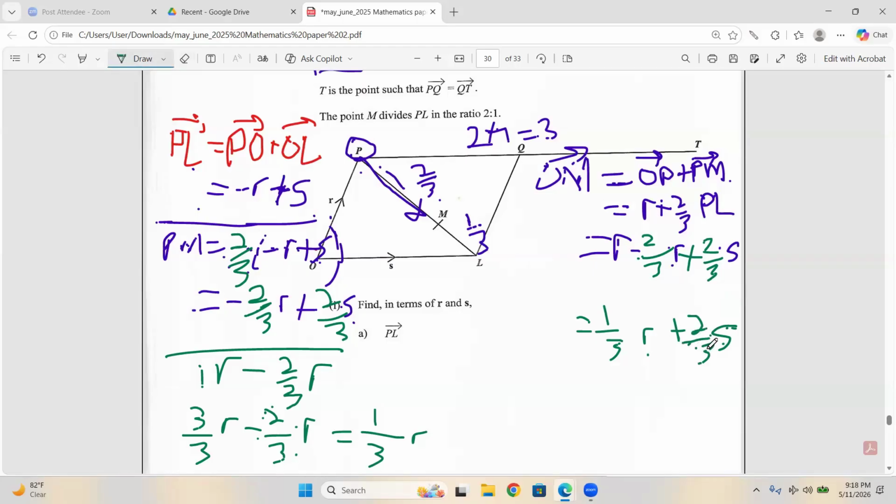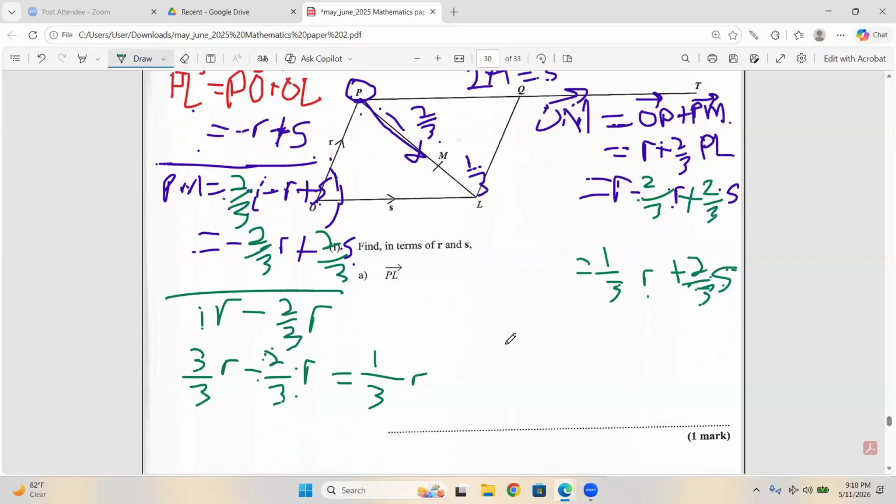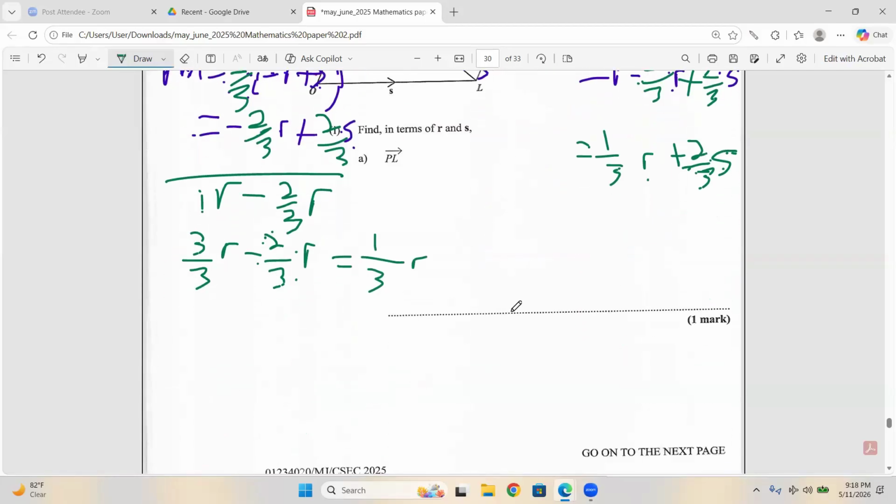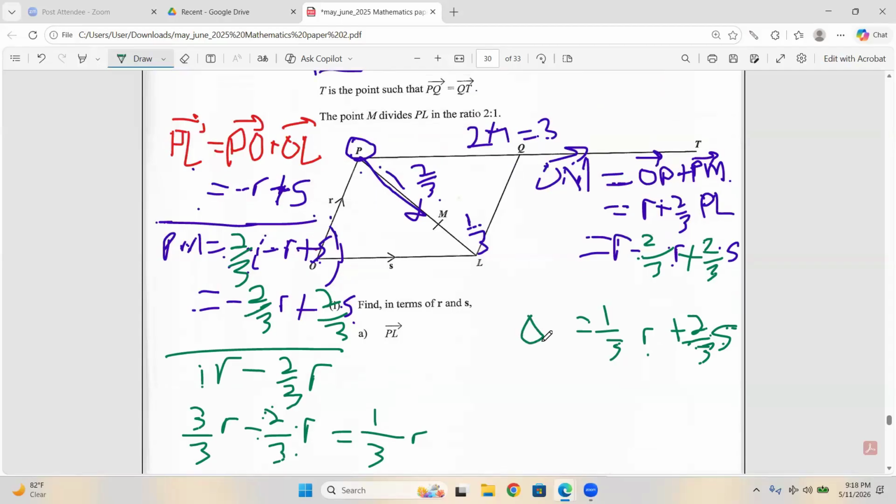You'll see what happened here, right? Those things happen. It happened with me, and it can happen with anybody. So that's why it's good to double check, just to make sure you did everything correct. Because I put in a half, I don't know where I got a half from. Okay, so that's the answer for vector OM: 1/3 R plus 2/3 S.